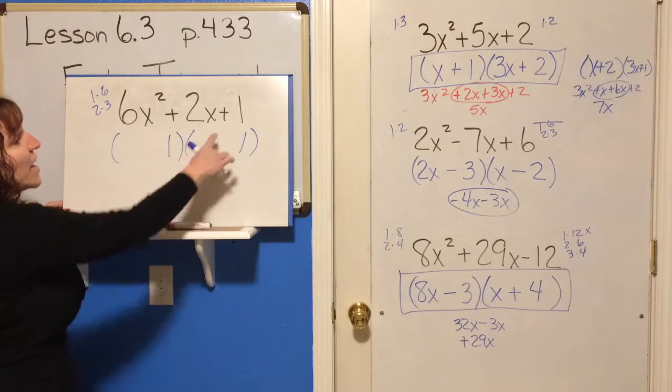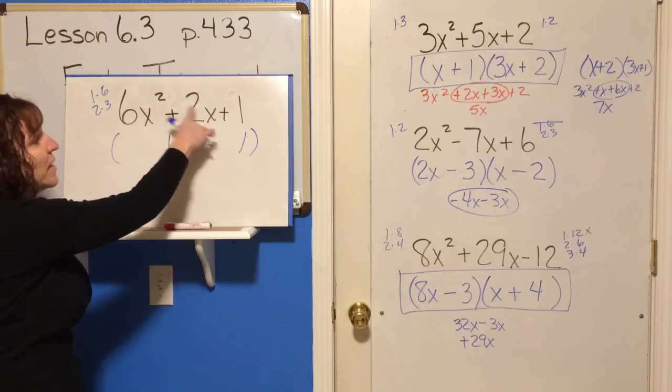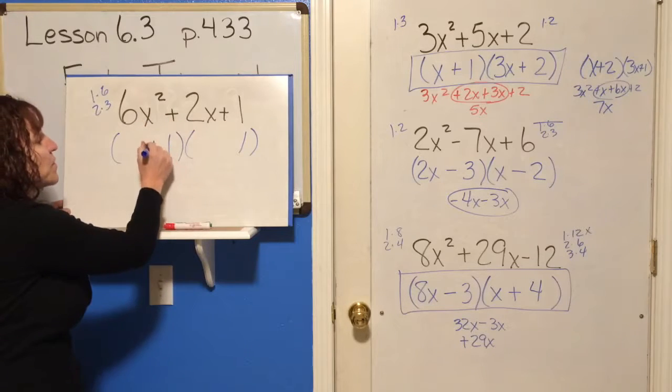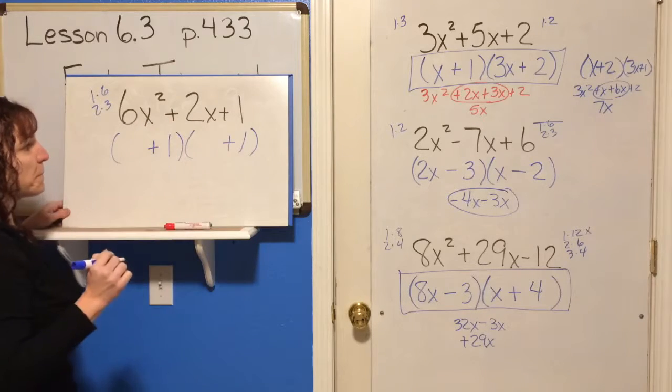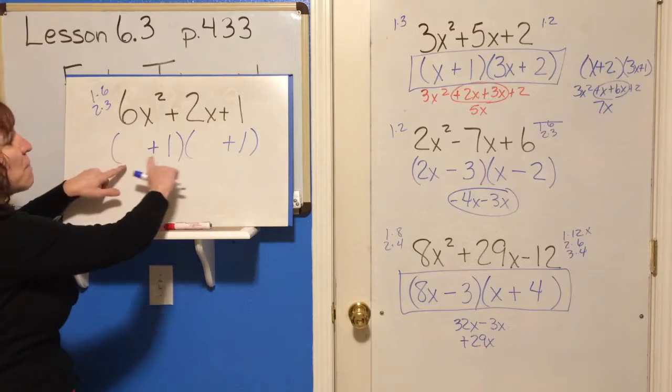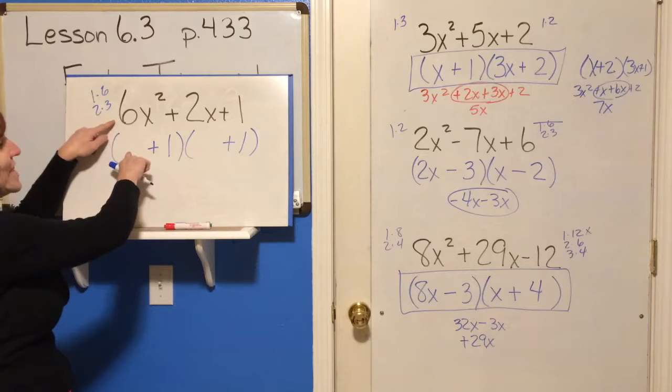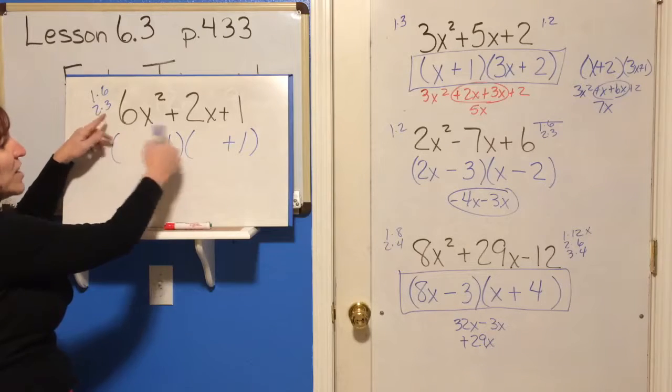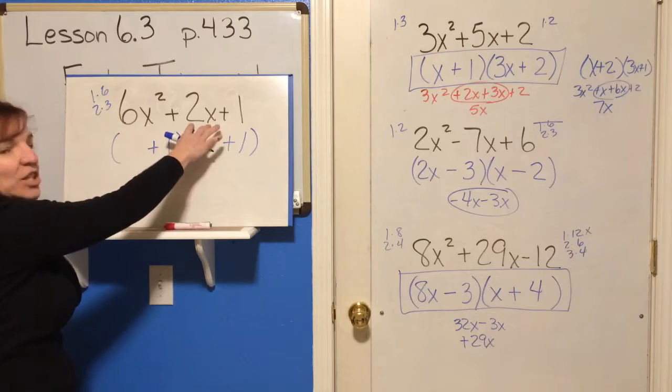All right? And you know it's going to be both the same sign, and the sign is positive. So plus 1, plus 1. Now, in order to get the outsides and the insides, you're going to have to multiply by something, 1 and 6 or 2 and 3, and then add that together to get 2x.